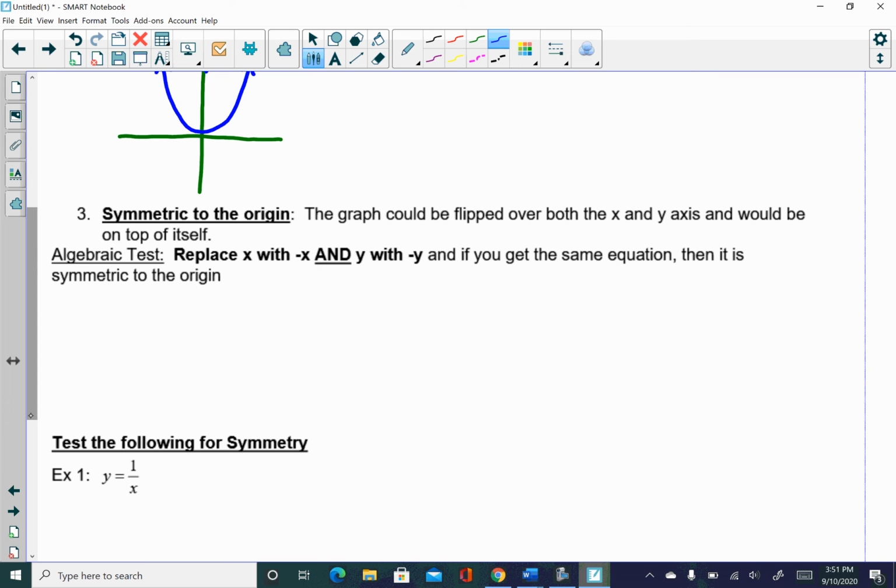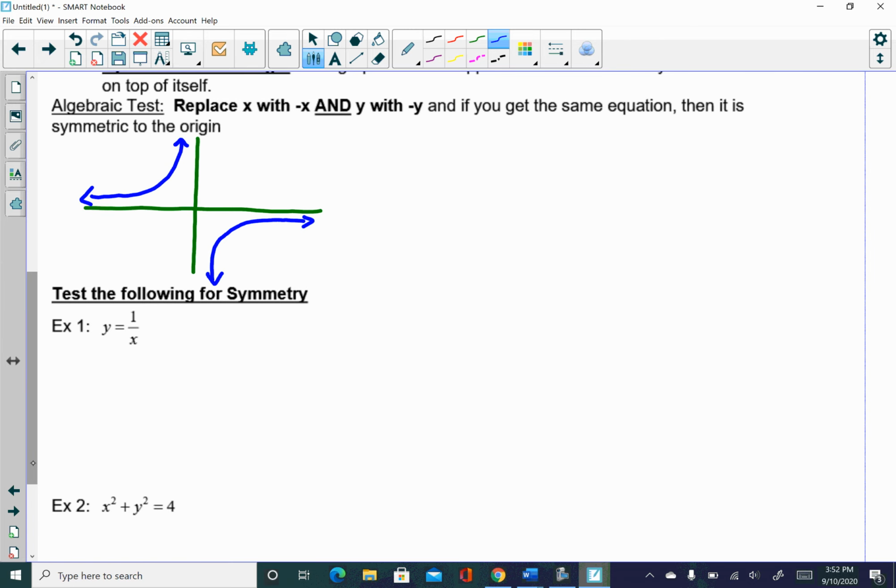And then lastly, for the origin, here's an example I can give you. Try to do as best I can freehand here. But to be symmetric to the origin, you flip it over the x-axis and then the y-axis, and then these two pieces are ideally supposed to be on top of one another. It's not perfect here, of course, me just drawing freehand, but hopefully you get the idea. The algebraic test for the origin is that you replace both x and y with their negative counterparts. And if you get the same equation, you're symmetric to the origin. Of course, you can always look at the graph and see it that way as well.